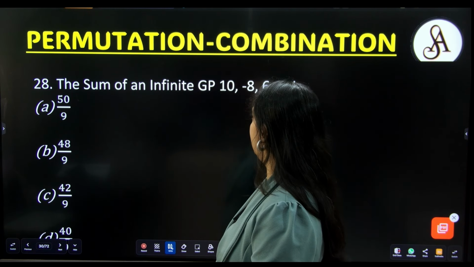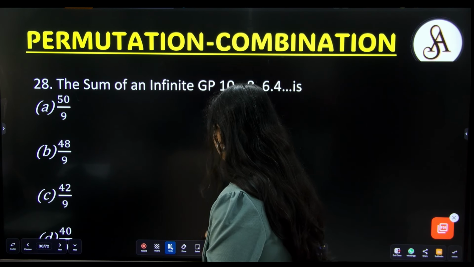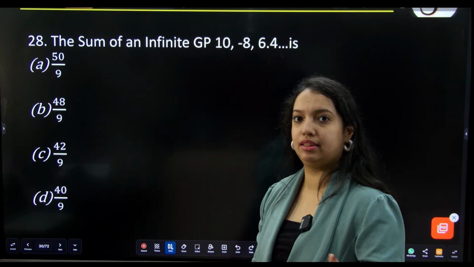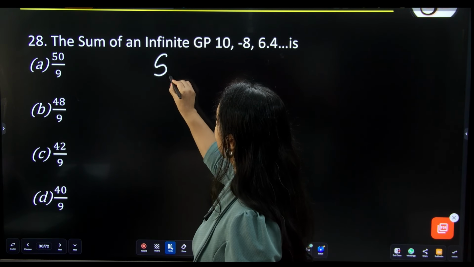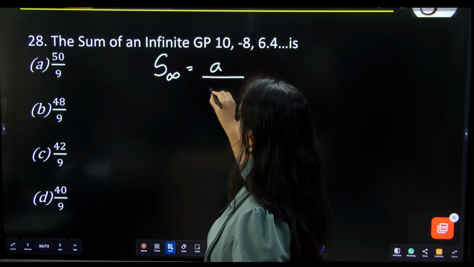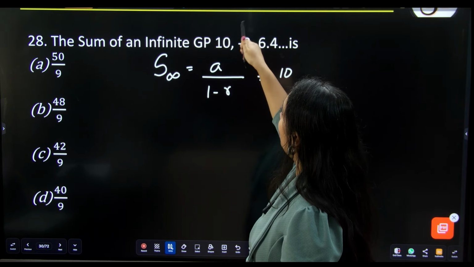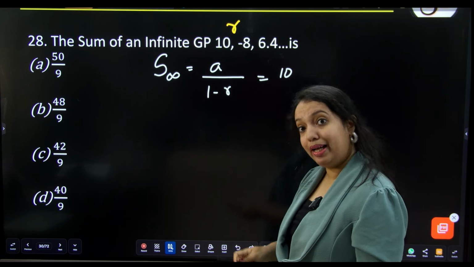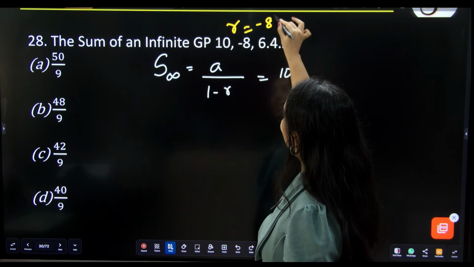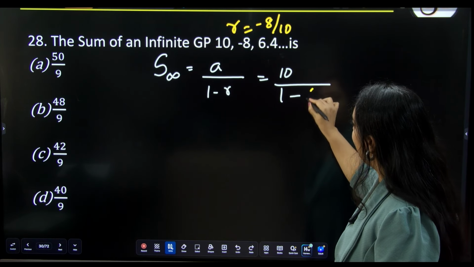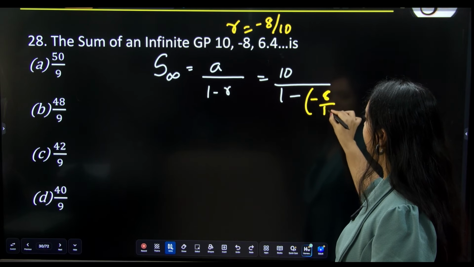we are starting series and sequence. The heading of this question is wrong. The sum of infinite terms of the GP, sum to infinity in GP, is given by the S infinity formula, A divided by 1 minus R. A is the first value, which is equal to 10. R is second term by first term, which is equal to minus 8 divided by 10. So 1 minus, remember I have minus 8 divided by 10.